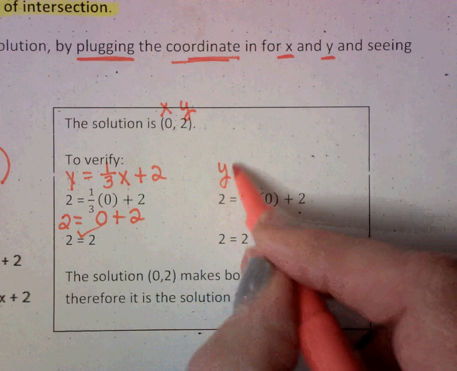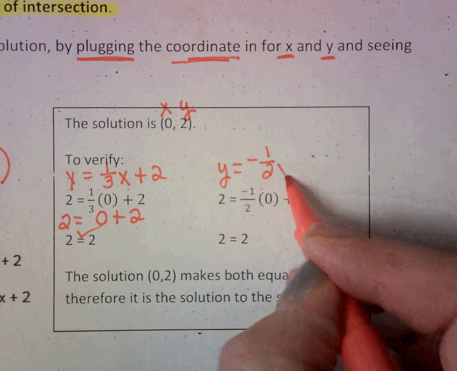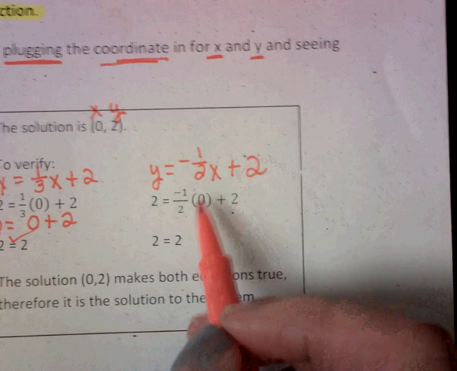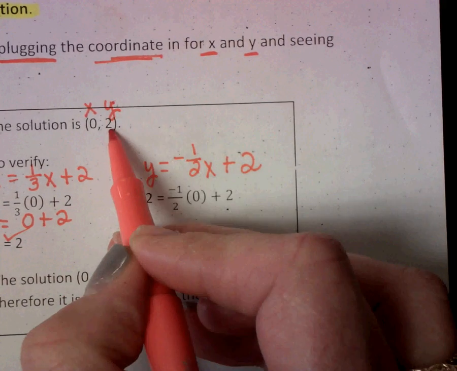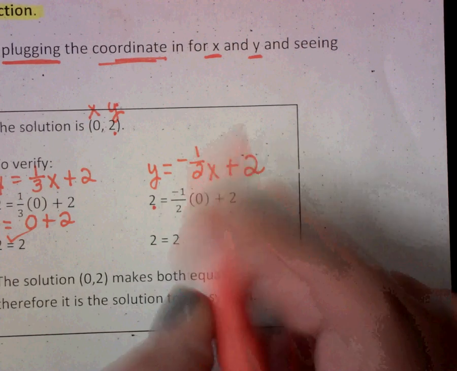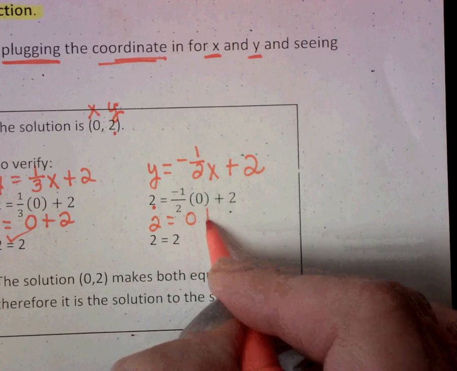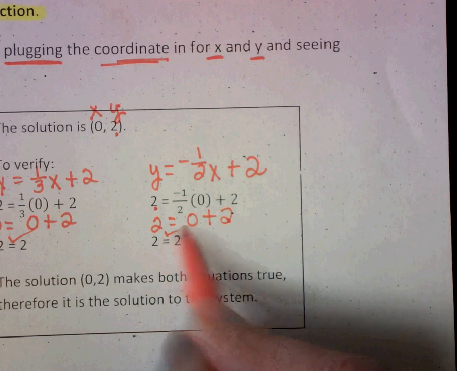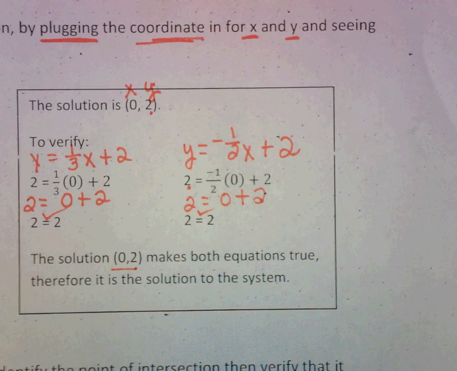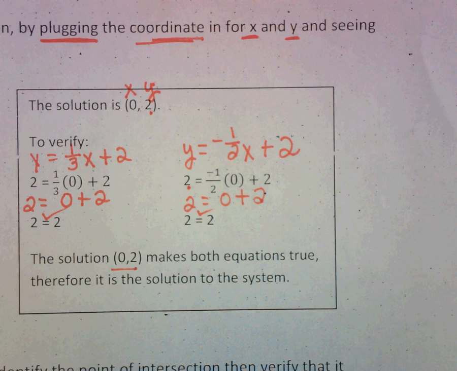The second equation was y = -1/2 x + 2. I'm just getting it from right here. This was our system. And I'm just checking it. Again, my y value was 2. My x value is 0. When I go to calculate this, I end up getting 2 equals 2. So the solution is (0, 2) because it makes both equations true. And so that is the solution to our system.